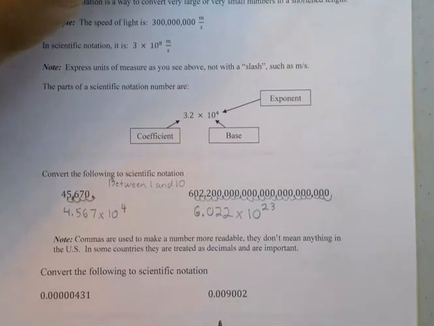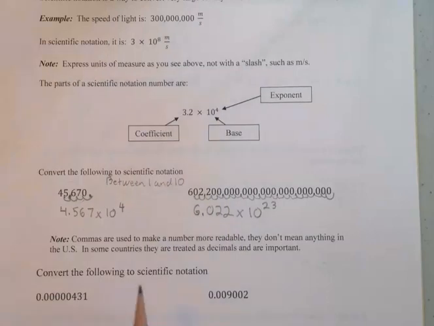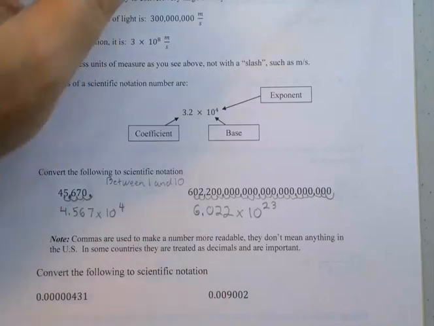All right, what I was just mentioning is commas are used to make a number more readable. They don't mean anything in the U.S. In some countries, though, they're treated as decimals and are important. But in the U.S., they're just meant to make a long number a little more readable.